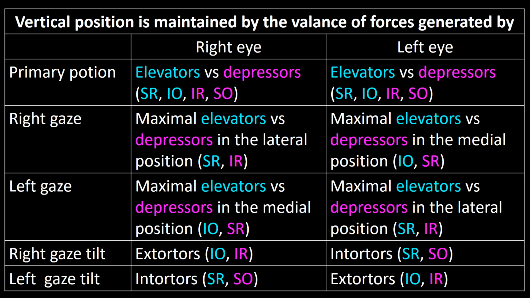This table summarizes the forces that maintain vertical position in each eye during different gazes and during head tilt. When I started using the Parks-Bielschowsky three-step test, it was especially difficult for me to grasp the contribution of extorters and intorters to vertical positioning during head tilt. If you have a similar issue, stop the video and go over this table. Otherwise, we will continue with an example.